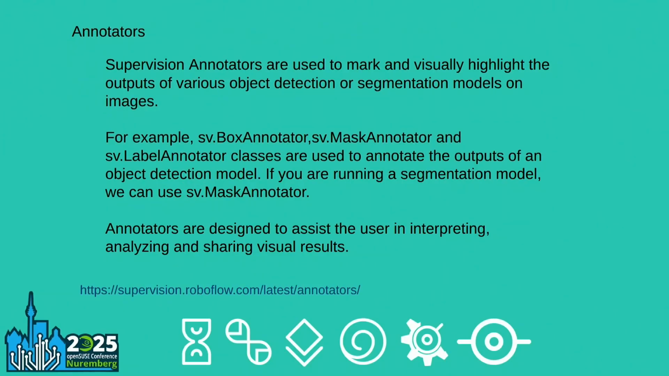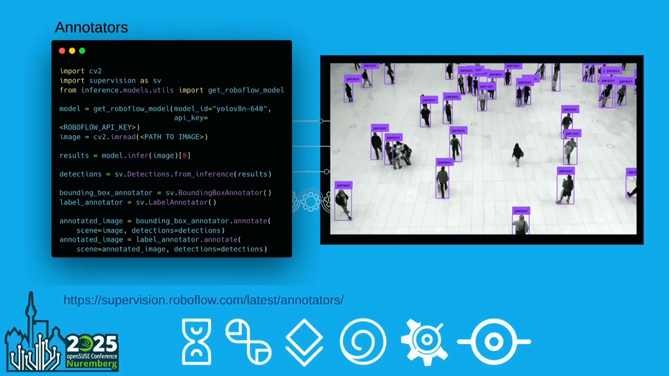And then we have annotators. Annotators visually show you how the output of the model looks on segmentation or detection. For example, we have many different annotators such as box, mask, or label annotators, and many others, used to take the output of the model and show you how it looks. They are also designed to assist the user in interpreting the model's results. So this is one example of the box annotator.